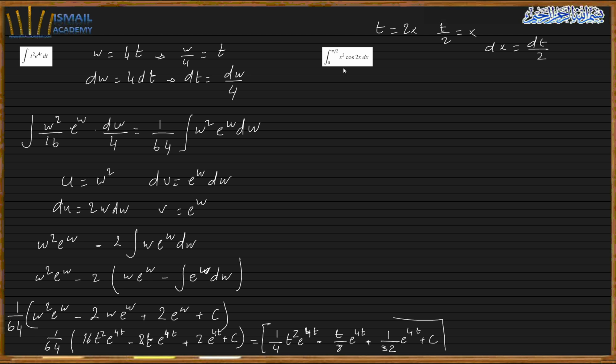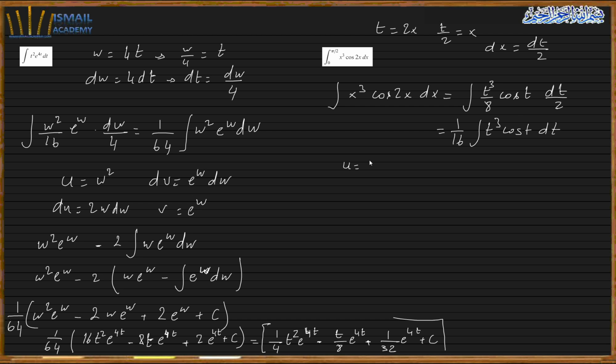I'm not going to use the boundaries, I'm going to integrate this myself, then at the end I will use the boundaries. So this x cubed cosine 2x dx, if I substitute, it's going to be the integral of t cubed over 8 cosine of t, and here dt over 2. So 2 times 8 is 16, so it's going to be 1 over 16 t cubed cosine of t dt. As you see, it's become very simple to integrate.